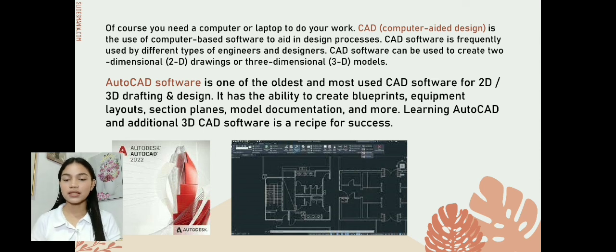Most of us use this particular software. It is called the AutoCAD software. It is one of the oldest and most used CAD software for 2D, 3D drafting and design. It has the ability to create blueprints, equipment layouts, section planes, model documentation, and more. Learning AutoCAD and additional 3D CAD software is a recipe for success.